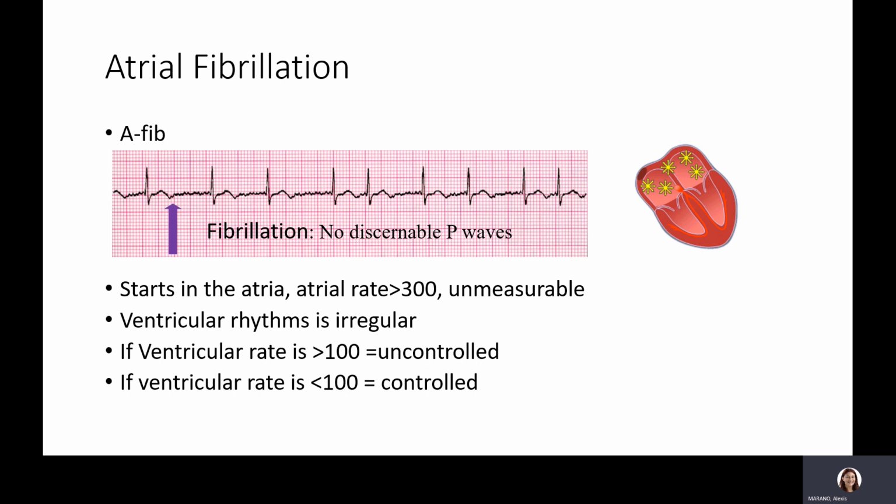So if you're stuck between AFib and a flutter, you know 100% AFib is always going to be irregular. And this will also follow the same rules as if the ventricular response is over 100, it'll be uncontrolled. And if it's less than 100, it'll be controlled.